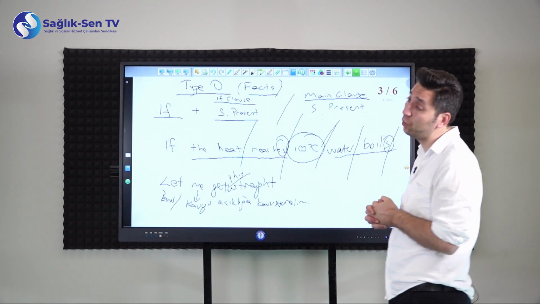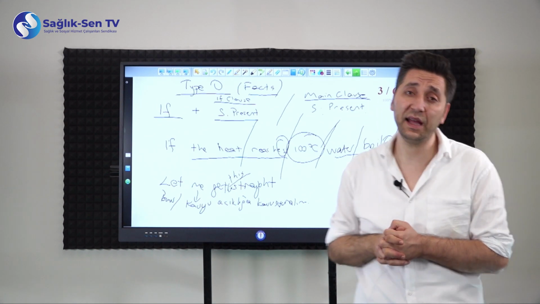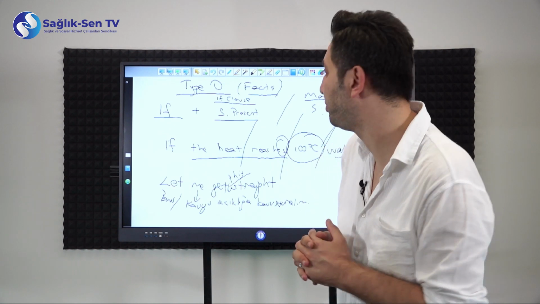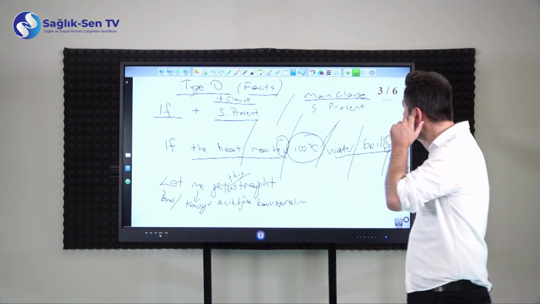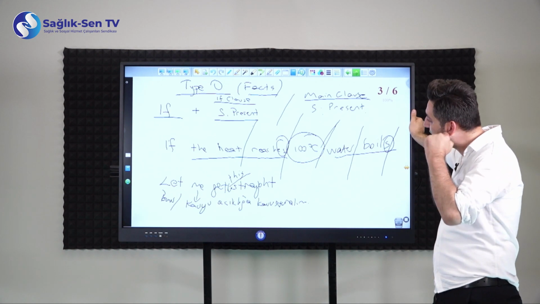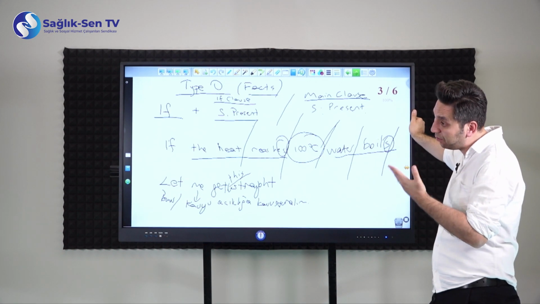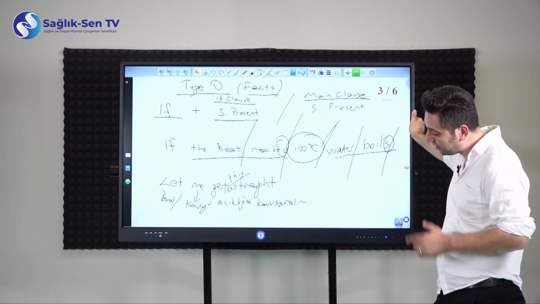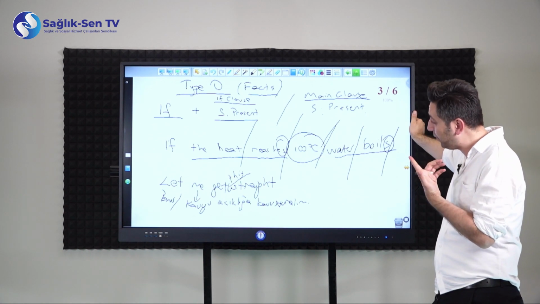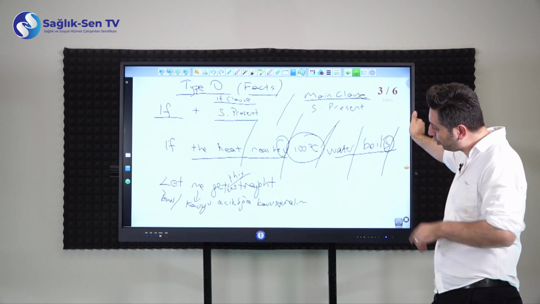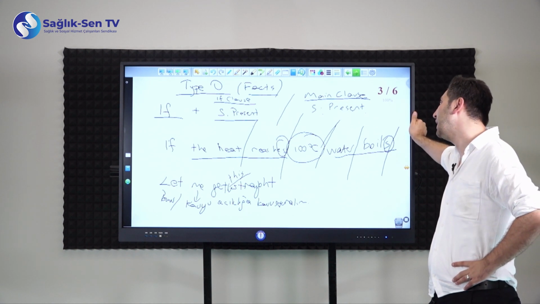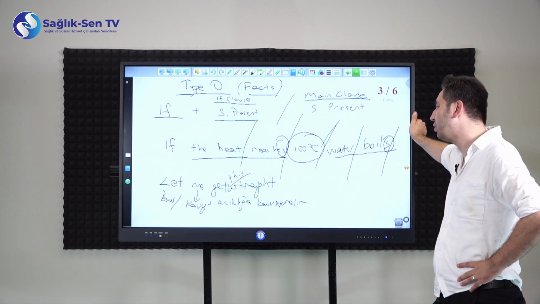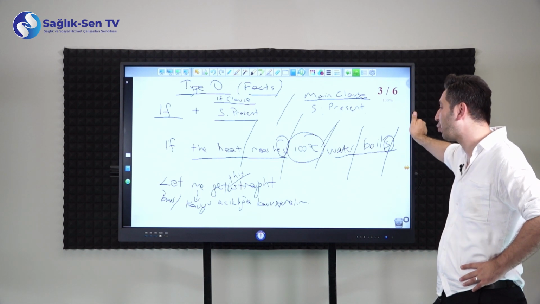Şimdi 100 dereceye ulaşmazsa su zaten kaynamaz. Bu bilimsel bir gerçek. Yani hiç de değişmiyor. Aksi de ispatlanmadı. O yüzden ne yaptım ben? Bunu nasıl belli ettim? Benim condition'ımın fact'lerden bahsettiğini, yani type 0 olduğunu. If'ten sonraki cümlemde de geniş zaman kullandım. Ana cümlemde de geniş zaman kullandım.